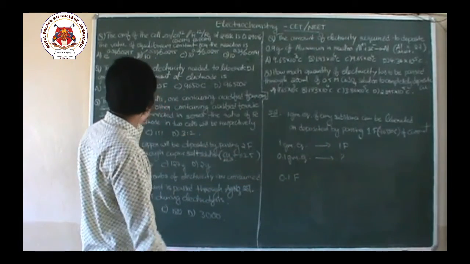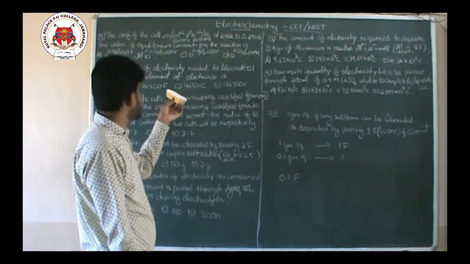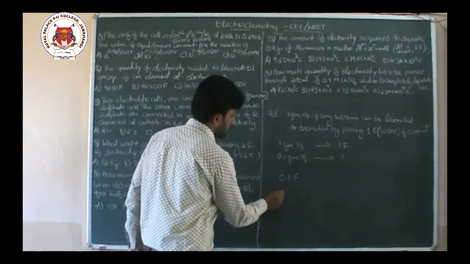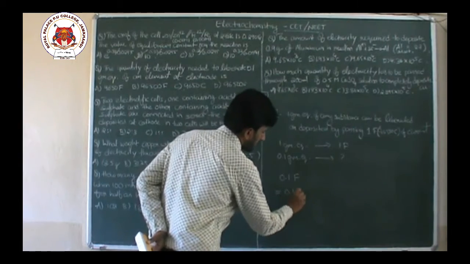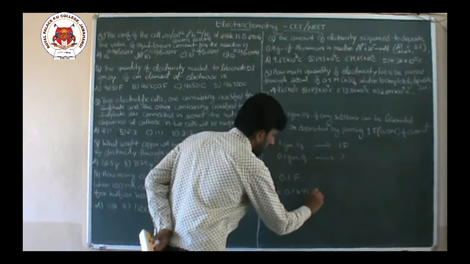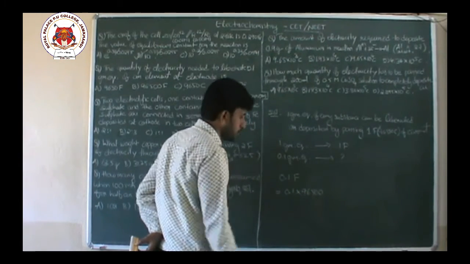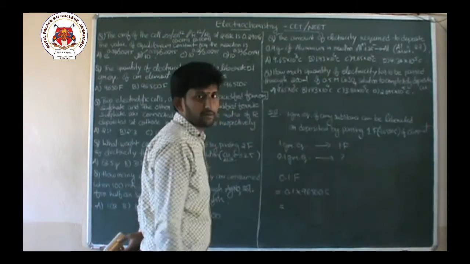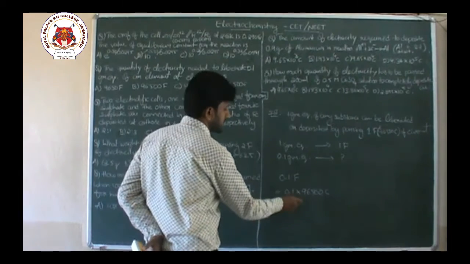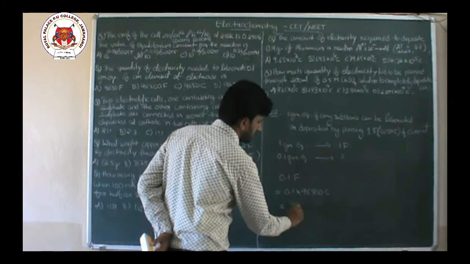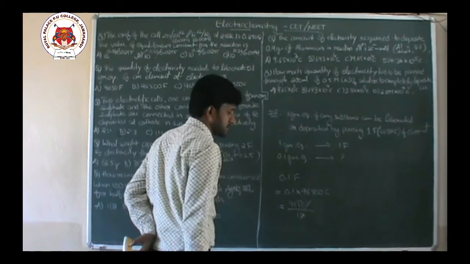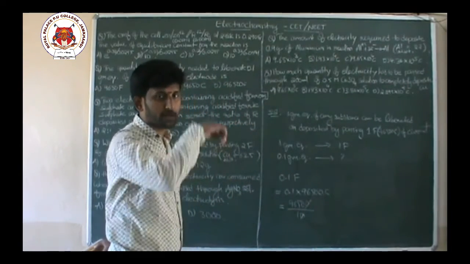Now in Faraday it is 0.1, but the option is not matching. That means you need to convert Faraday to coulomb. That means 0.1 into 96,500 coulombs. Now what is 0.1? Nothing but 1 by 10. So 96,500 divided by 10 is the answer. Divided by 10, that means 0 cancels. So what is the number of coulombs?